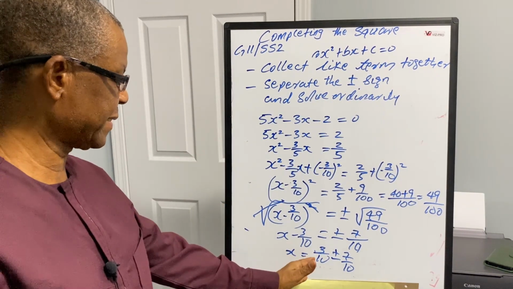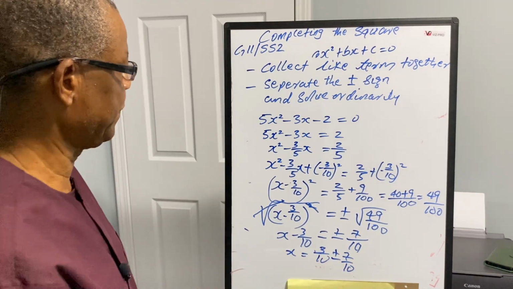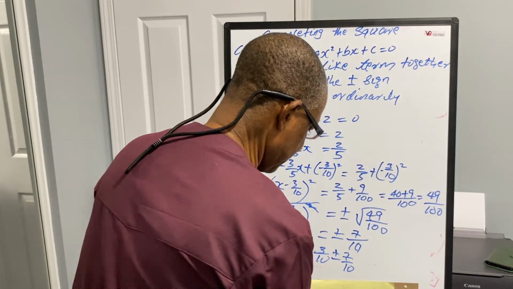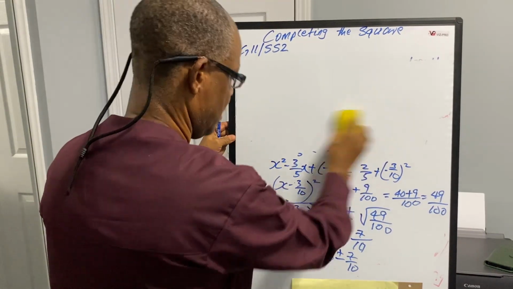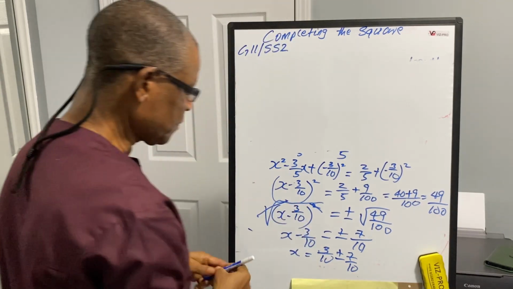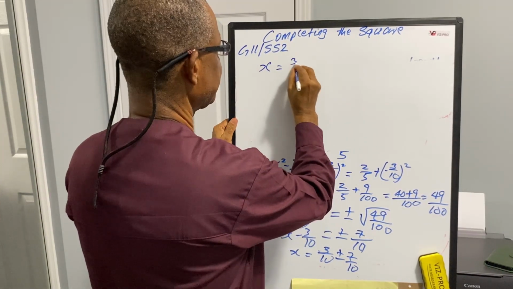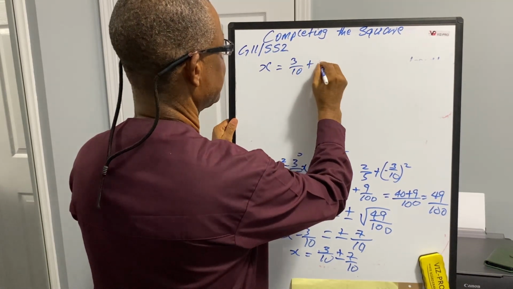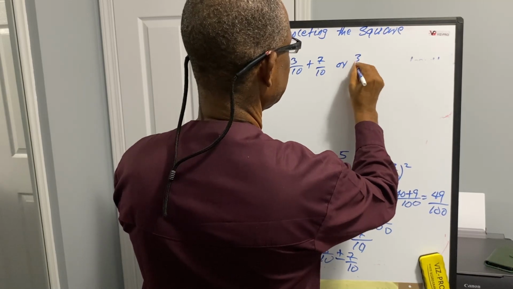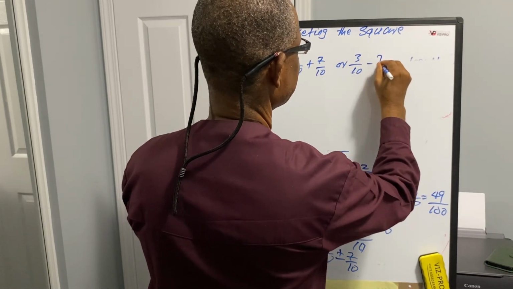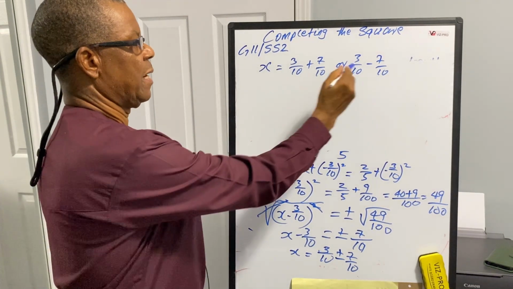We have collected like terms, the variable in one place and the constant in the other place. To separate the plus and minus sign, we now have x equals 3 over 10 plus 7 over 10, or 3 over 10 minus 7 over 10. We have separated plus and minus.